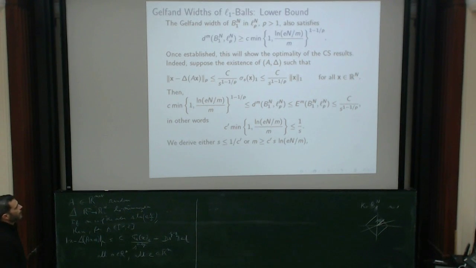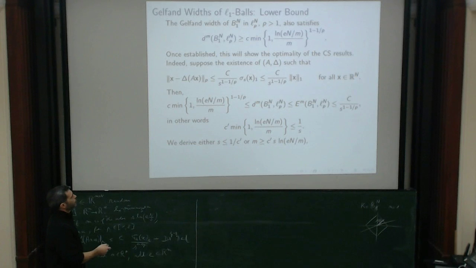So two cases: either the minimum is 1, and so that tells us that S is small, or the minimum is indeed this log over m, and that tells us that m has to be larger than constant times S times the log factor. Okay, so now here's the explanation why I can remove this m and replace it by some S.